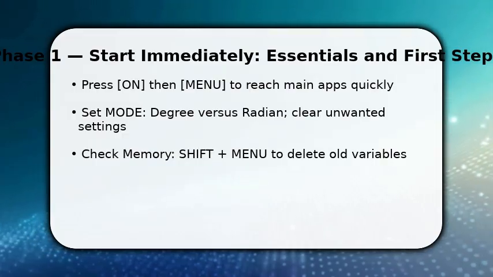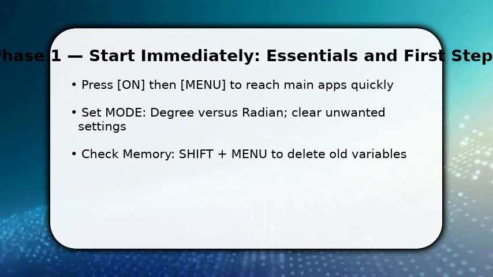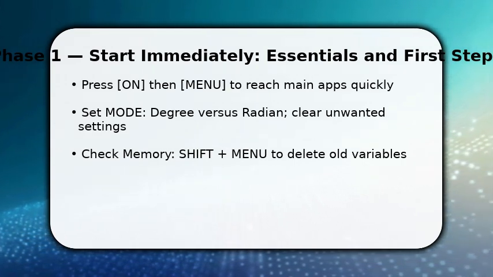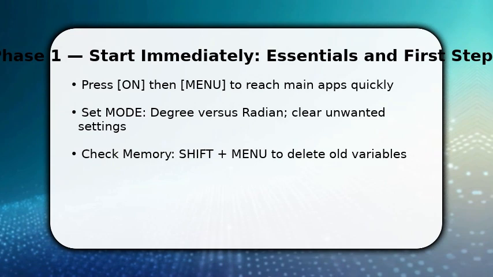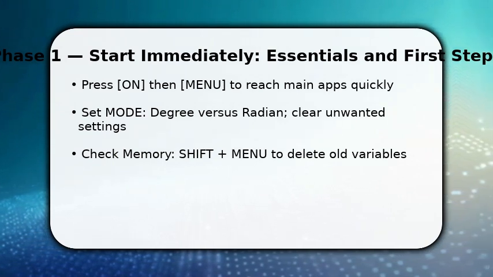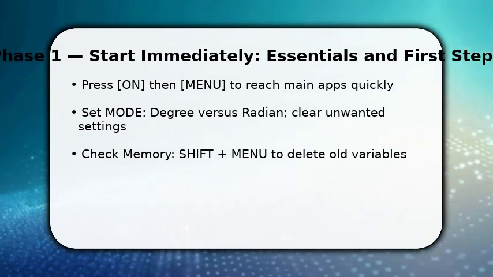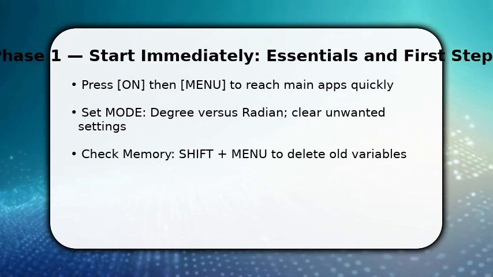You begin by powering the Casio FX-9860GIII and opening the main menu. This gets you to Graph, Run Mat, and Table fast. Once done, press Shift then Menu to check memory and remove old variables so results are clean.